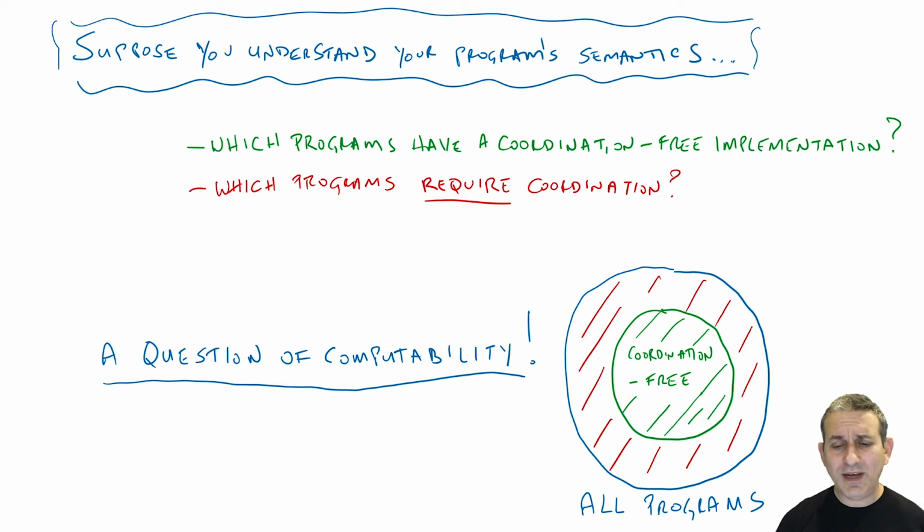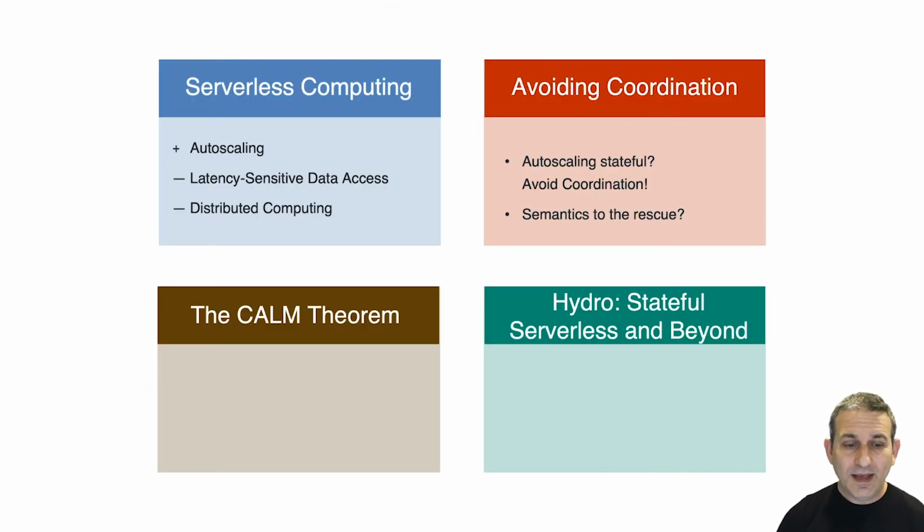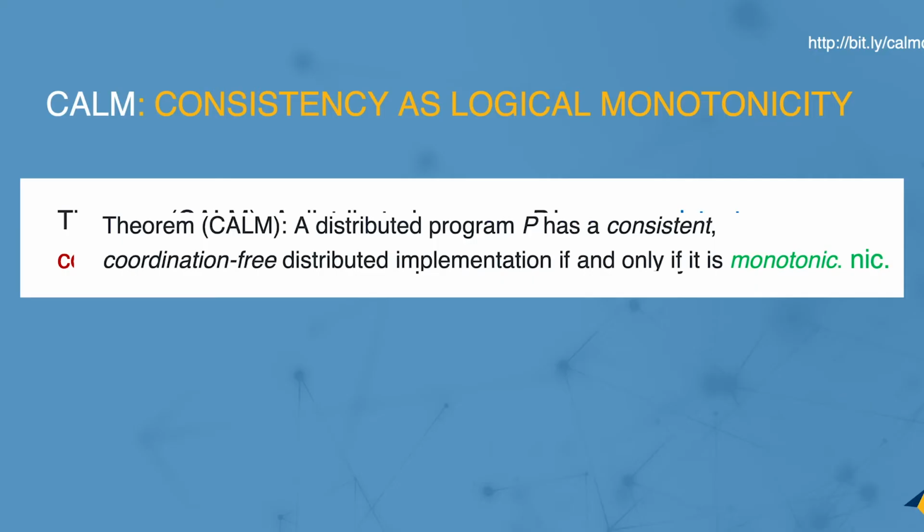And to keep in mind, this is a question of computability, very much like what is decidable or not decidable. What is decidable in a coordination-free language? What programs can you utter in a coordination-free language? And what things can't you? So this question hadn't been answered during all these years of development of protocols like Paxos and two-phase commit. No one ever stopped to ask when we can avoid them. And that leads us to the CALM theorem.